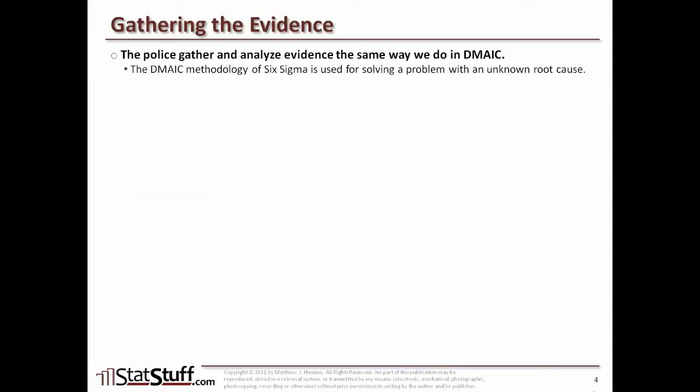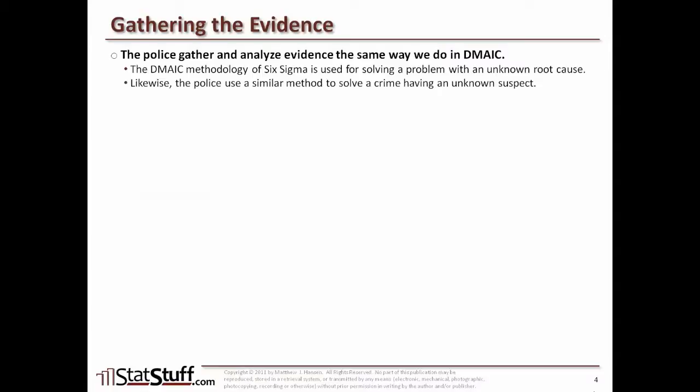Now let's talk about one of the most critical aspects of analysis, and that's gathering the evidence. Well, when there's a crime that needs to be solved, it's usually the police that gather and analyze the evidence, and they'll usually do it in the same way that we might do it following the DMAIC methodology. Remember, the DMAIC methodology of Six Sigma is what we're using as the steps for how we would normally solve a problem when we don't know what the root cause is.